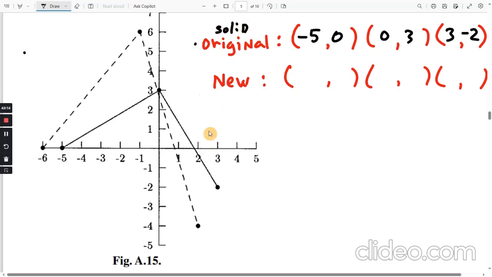And now we're going to do the dashed line. The new one, or the transformation, is the dashed line. So this point right here is x equals negative 6, y equals 0. And the second point, this point here is negative 1, comma 6. And the last point right here, that's 2, comma negative 4.